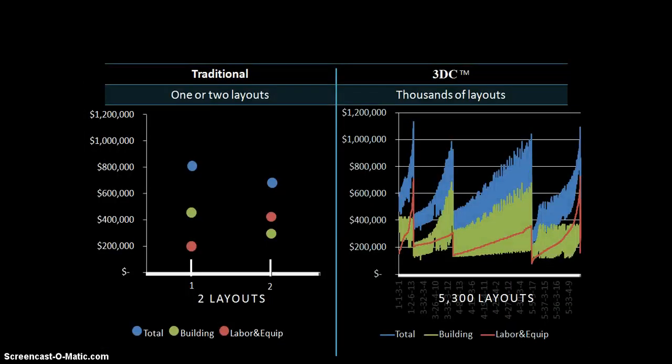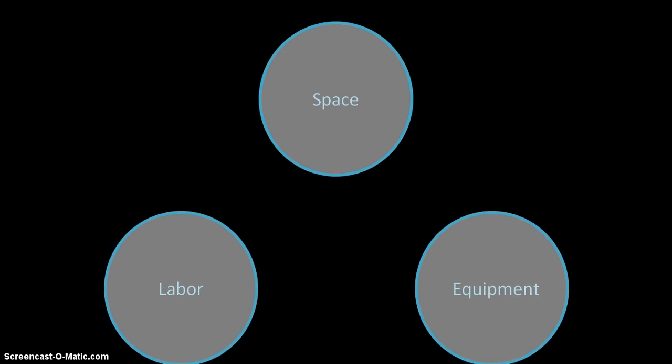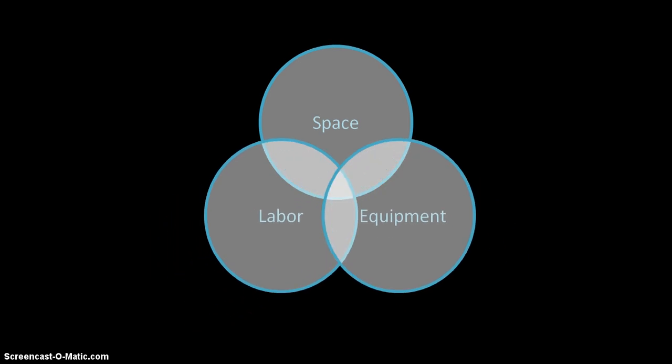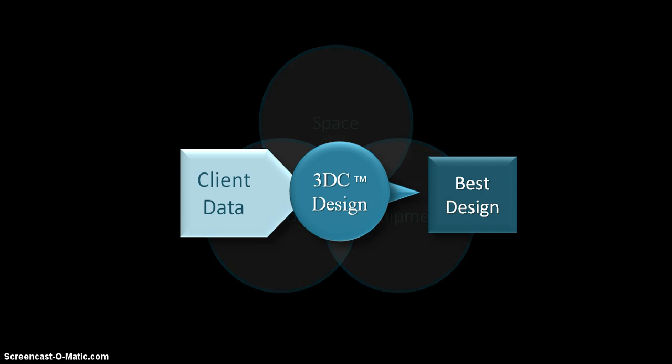On the left, the result of a traditional design approach shows the cost impact of two possible designs. Using the 3DC design toolset generates thousands of scenarios, allowing customers to understand the full breadth of possible design solutions. The design environment involves trade-offs between the three key design factors of space, labor, and equipment. For example, a narrow aisle facility can save space but cause slower travel. Automated material handling equipment might improve labor productivity, but with a higher capital investment required. 3DC design analyzes client data to generate the best design solution.